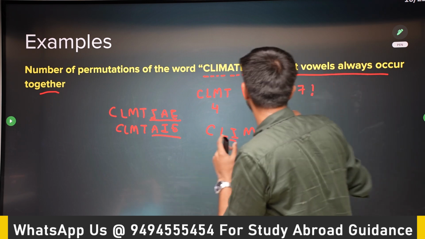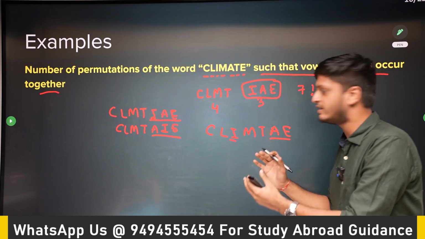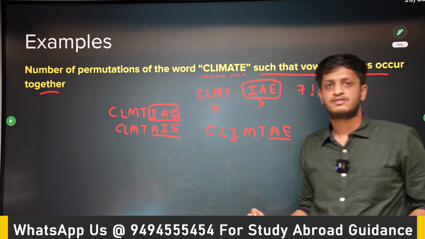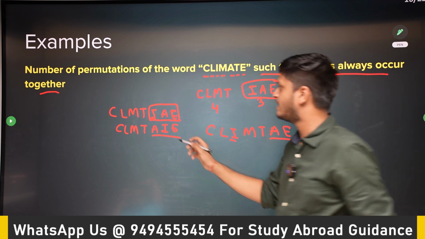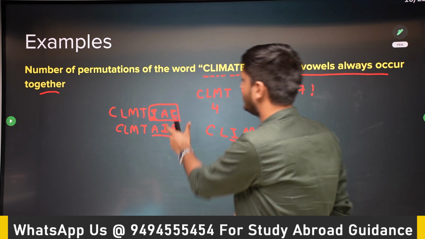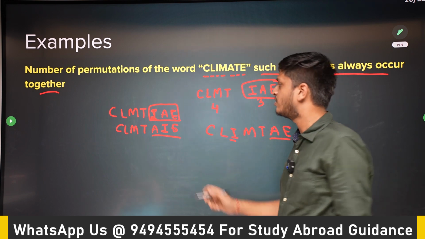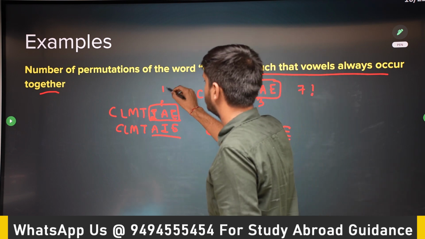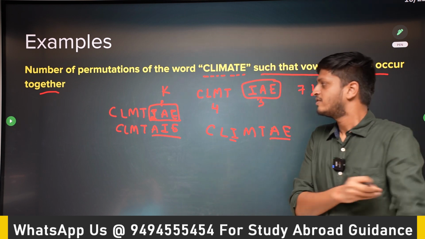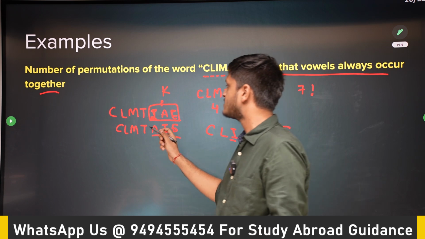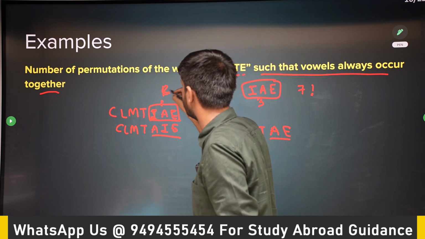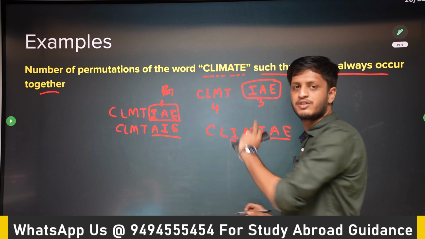Always see, when they say a certain group of people always come together, consider them as a group. Consider them as a single entity. Let's say IAE is a different word now. You can name it anything. Let's say it is K. I have named it randomly. So now I have made this group, and this group always comes together. Let's call it group G.